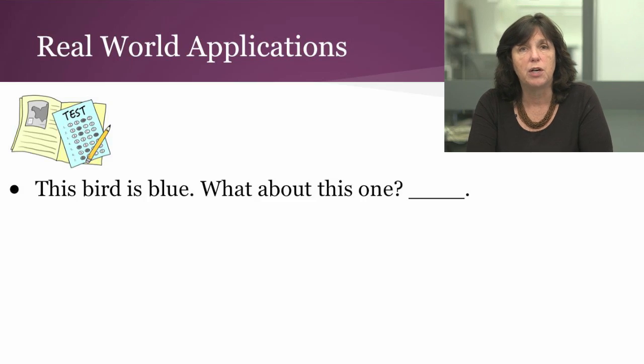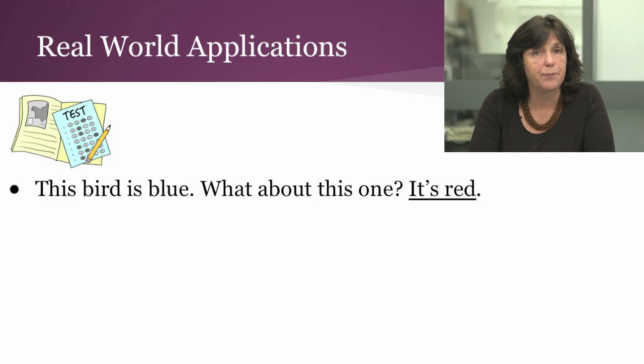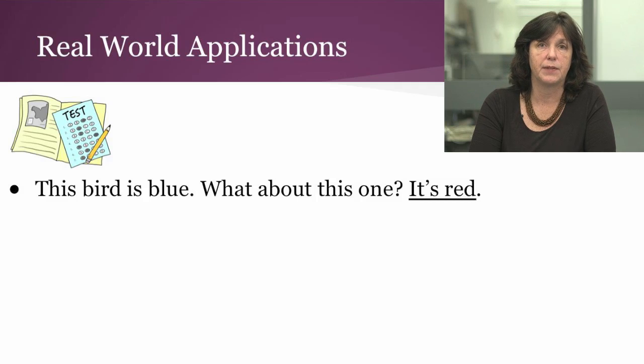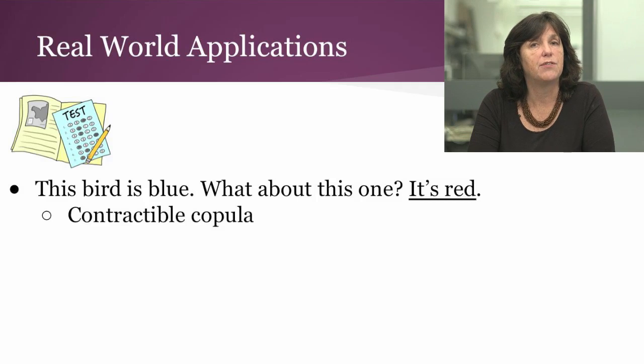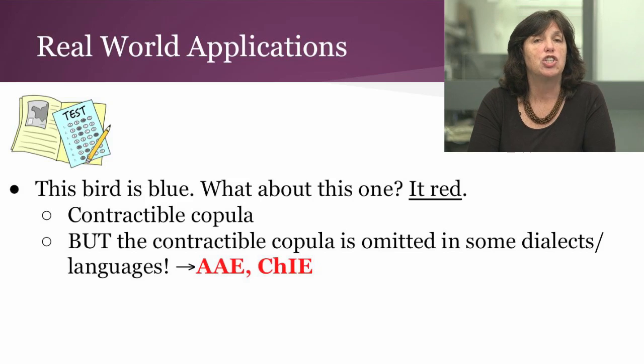Let's look at another one. This bird is blue. What about this one? And the child would be shown a picture of a red bird and be expected to say it's red. What morphosyntactic feature is this question addressing? It's assessing use of the contractible copula. But as we know, the contractible copula is omitted in some dialects and languages such as African American English and Chinese influenced English. So the response, it red, is grammatically correct in African American English and Chinese influenced English.